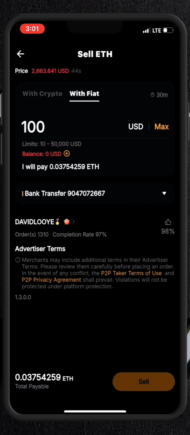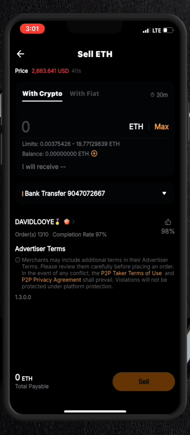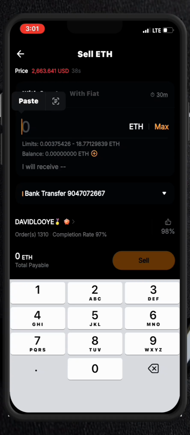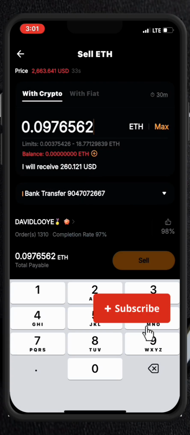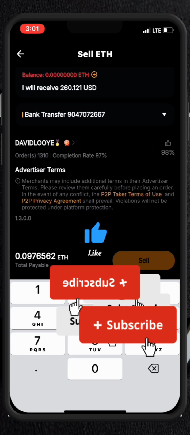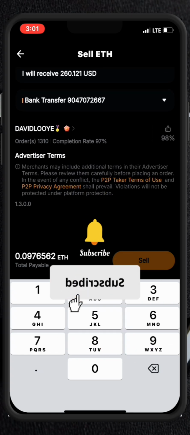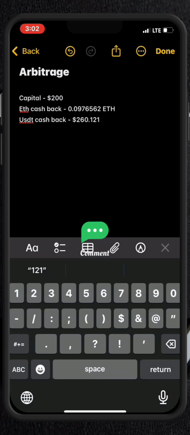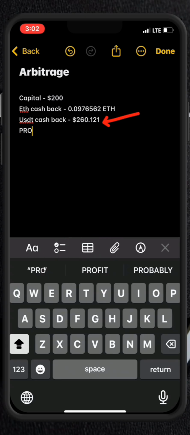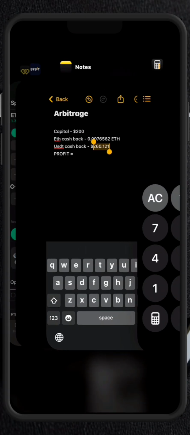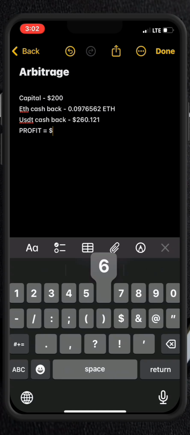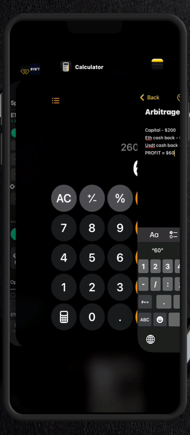Guys, if I want to sell Ethereum to this merchant, let me just paste it over here. If I'm to sell my quantity of Ethereum to this merchant, I'll be gaining a total of $260 back. This $260 will be transferred to my bank account. You can see right over here. So guys, we used the capital of $200 and as you can see, we are gaining a total of $260 cash back. You can see we're making a total profit of about $60 if we are to engage in this process. Alright guys, that's exactly how this Ethereum arbitrage strategy works step by step.